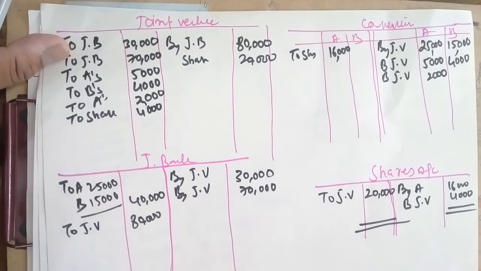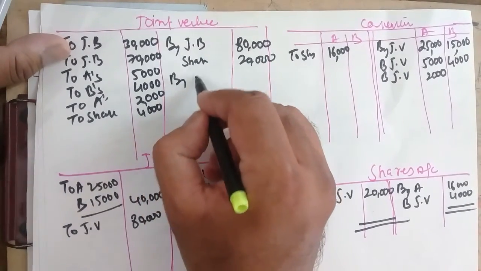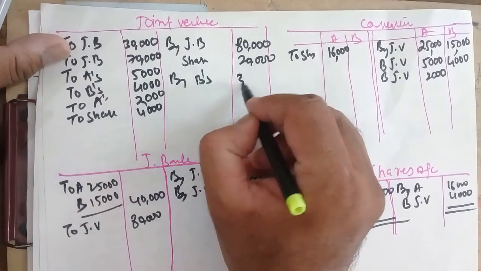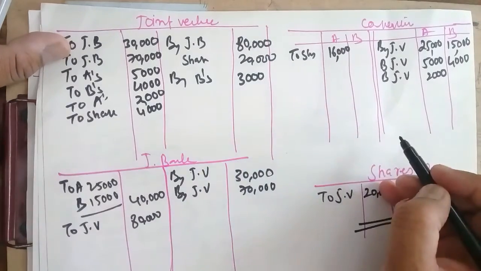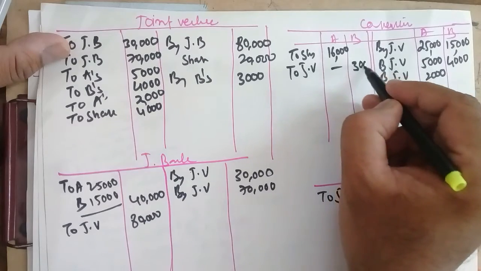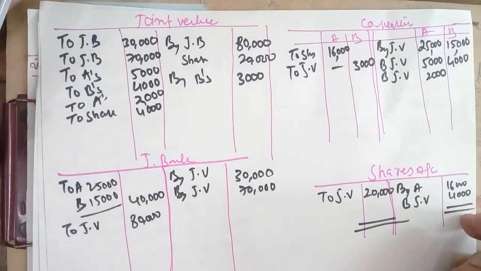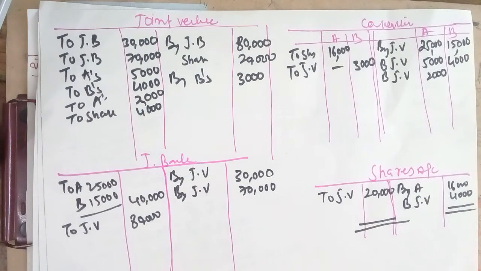As I told you, whenever any material is taken over by one of the co-venturers, it will be credited in joint venture by B's account. How much? 3,000. In B's account what do we need to write? To joint venture 3,000. Clear? So when material is taken over by co-venturers, the entry would be co-venturers account debit to joint venture. So everything is done. Now we need to close the accounts.